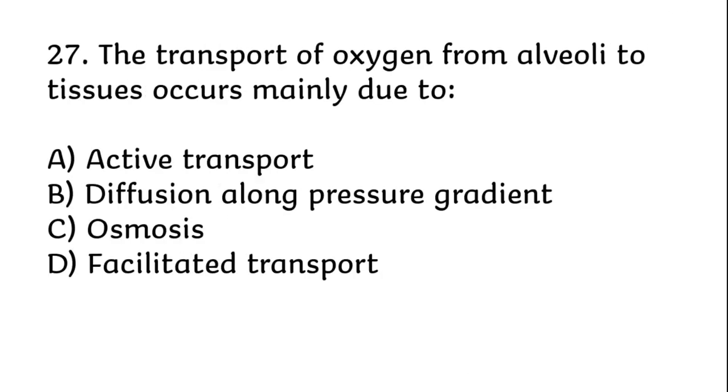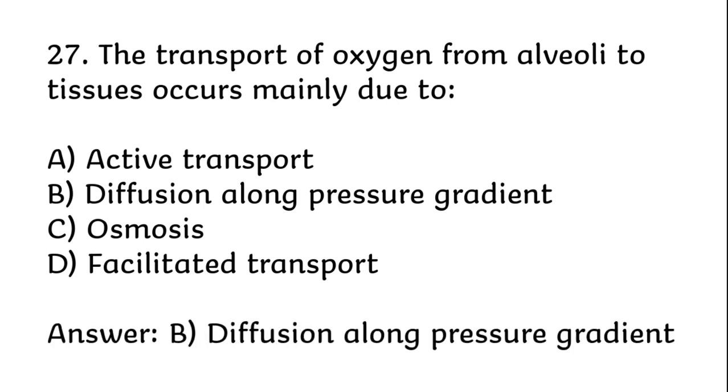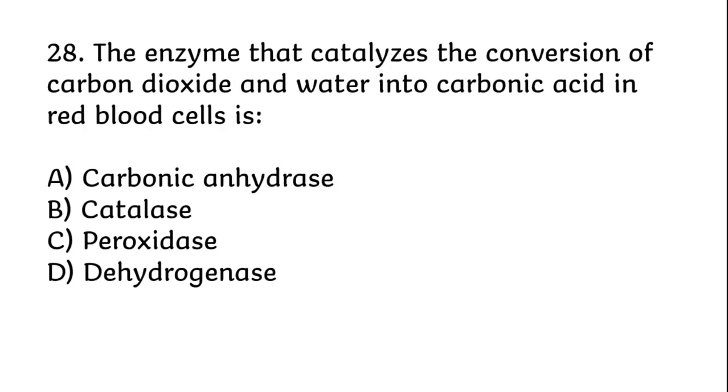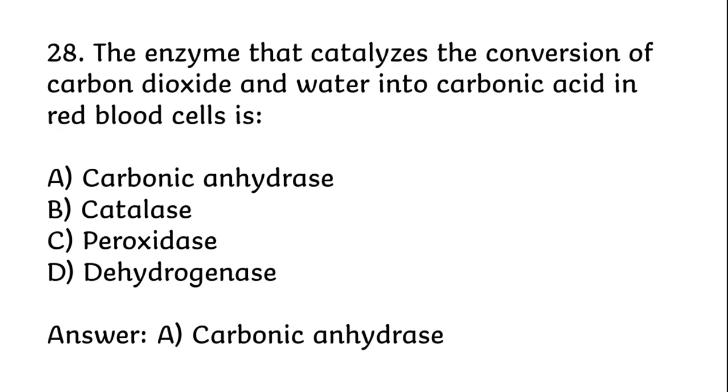The transport of oxygen from alveoli to tissues occurs mainly due to. Correct answer is diffusion along pressure gradient. The enzyme that catalyzes the conversion of carbon dioxide and water into carbonic acid in red blood cells is. Correct answer is carbonic anhydrase.